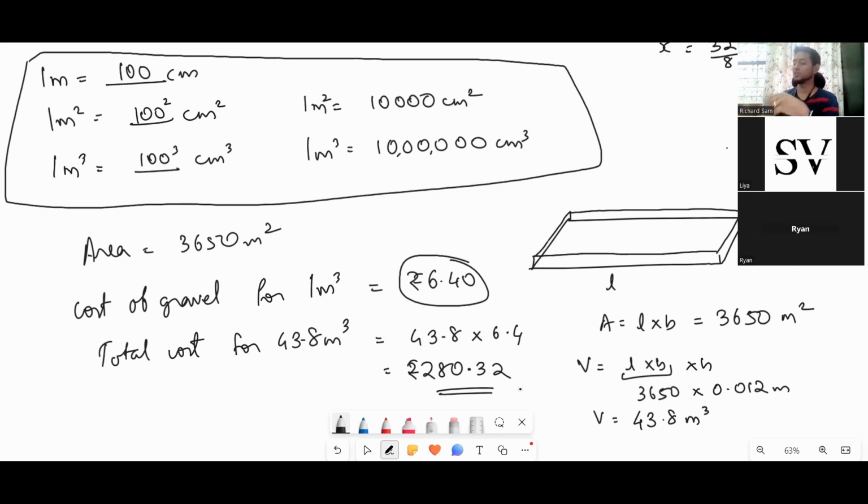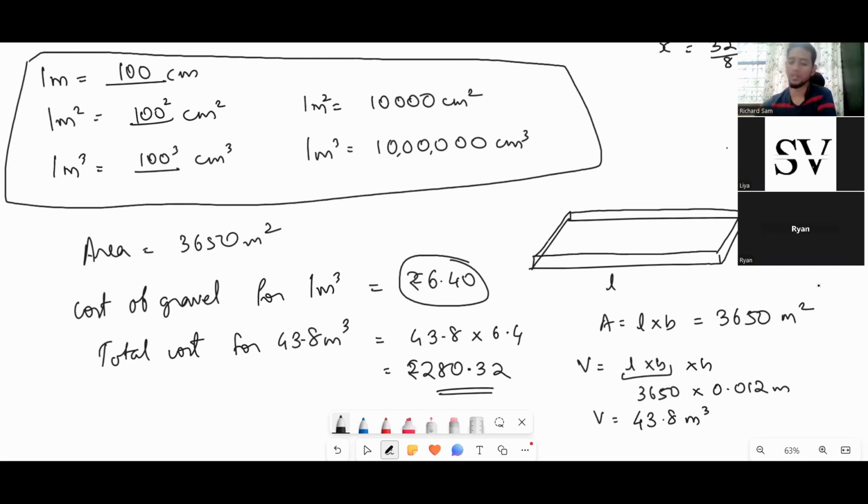What if it's the other way? I give you the cost of 10 pens and tell you to find the cost of 1 pen. Then what do you do? Suppose 10 pens cost 50 rupees. Then 1 pen costs how much? You have to divide. Not minus, divide by. So the total cost, 50, divided by the number of pens, 10. Finding the cost.